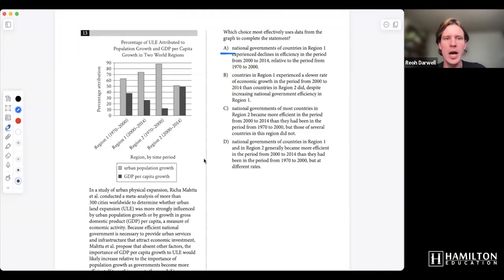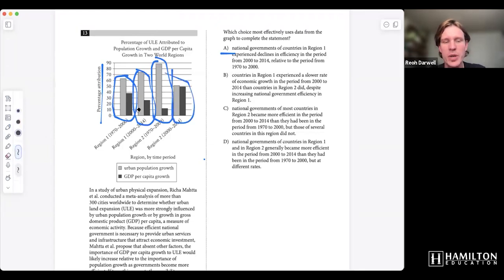All right, so question 13 here is a tricky command of evidence graph question, quantitative question. One thing I want to point out here that makes sense, okay? So we have a percentage attribution as our y-axis. That means these will always add up to 100, okay? So this is always out of 100. Now, what is this saying, or what does this mean?